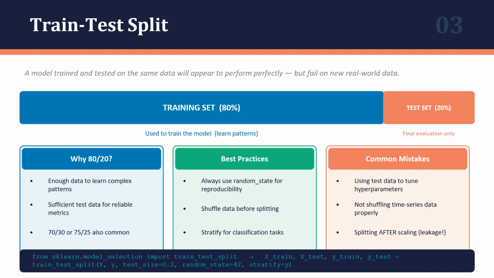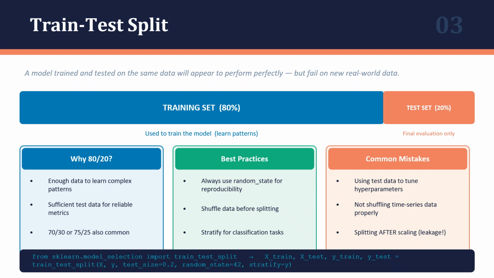So the model never sees this during training, used only for final evaluation. Think of training data as practice problems and test data as the final exam. So random_state equal to 42 ensures the same split every time you run the code, and stratify equal to y maintains the same class proportion in both sets.